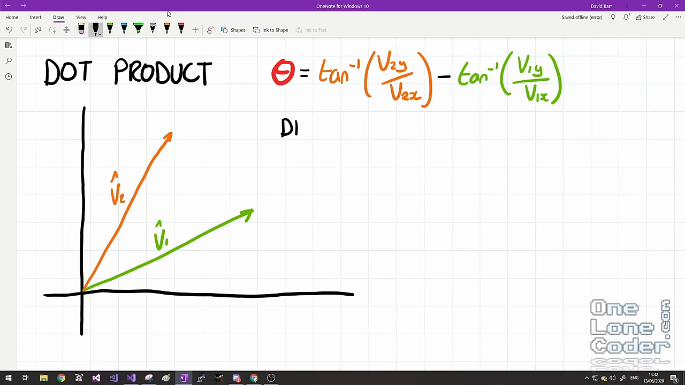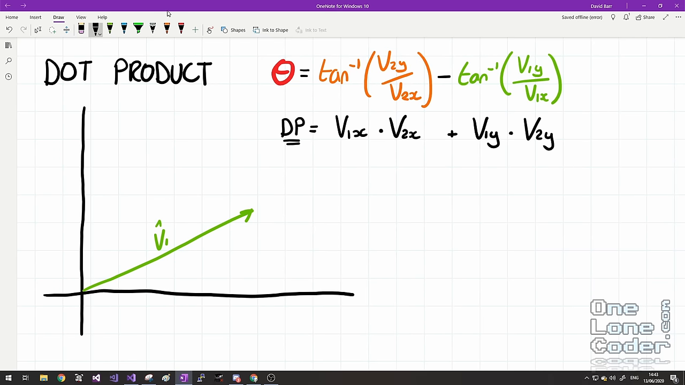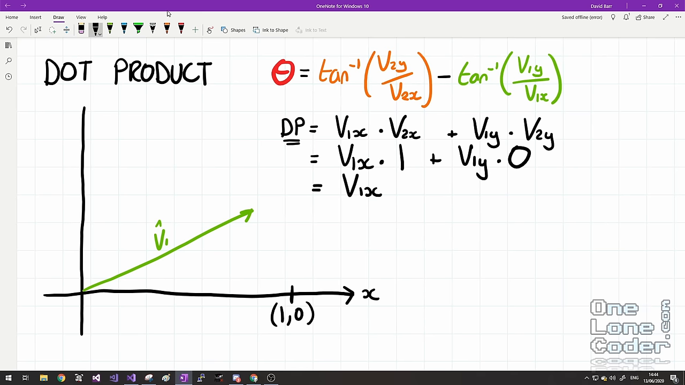The dot product is defined as being the sum of the product of the individual components of the vectors. So in this instance here, we might see v1x multiplied by v2x plus v1y multiplied by v2y. This is a scalar result. It doesn't give a vector as a result, just a single number. And let's have a look why. For the time being, I'm going to assume that our x-axis is also a unit vector. So here we've got 1, 0. So if I were to take the dot product between v1 and my x-axis, I would have v1x multiplied by 1 plus v1y multiplied by 0. Therefore, the dot product in this instance is simply the same as the x component of the vector.